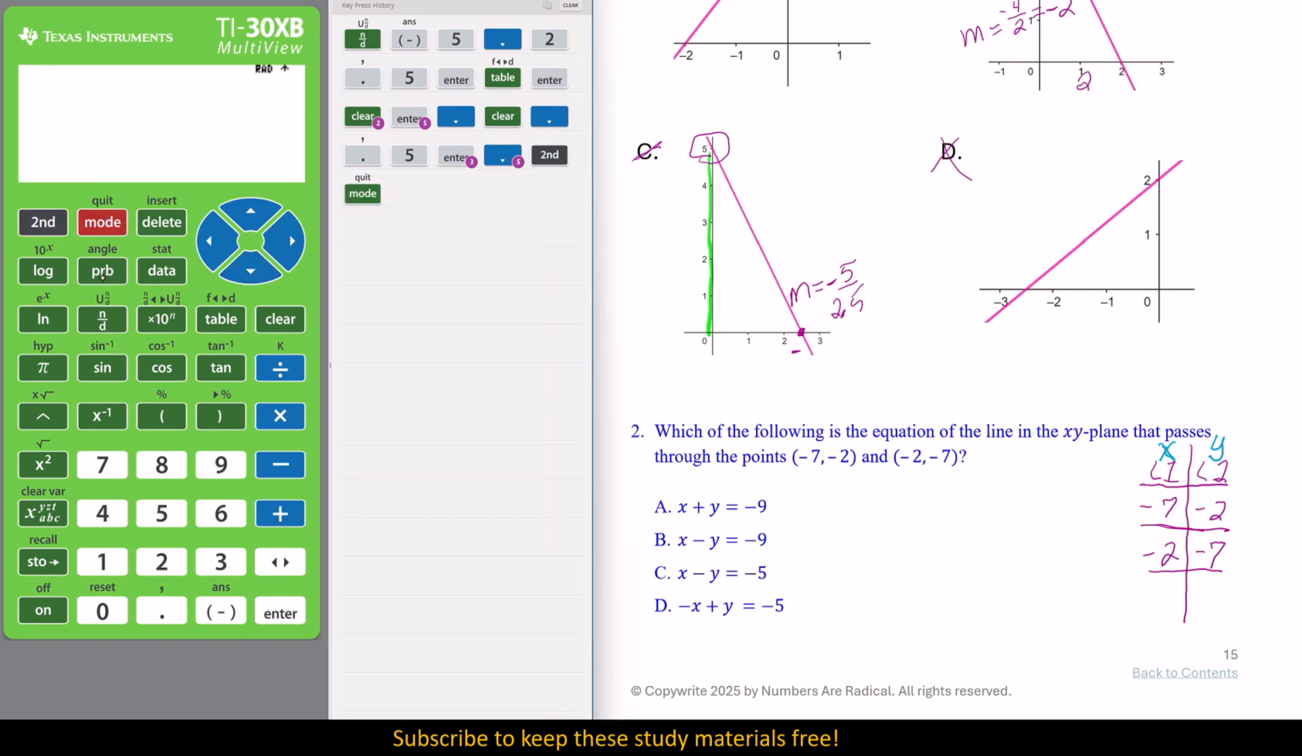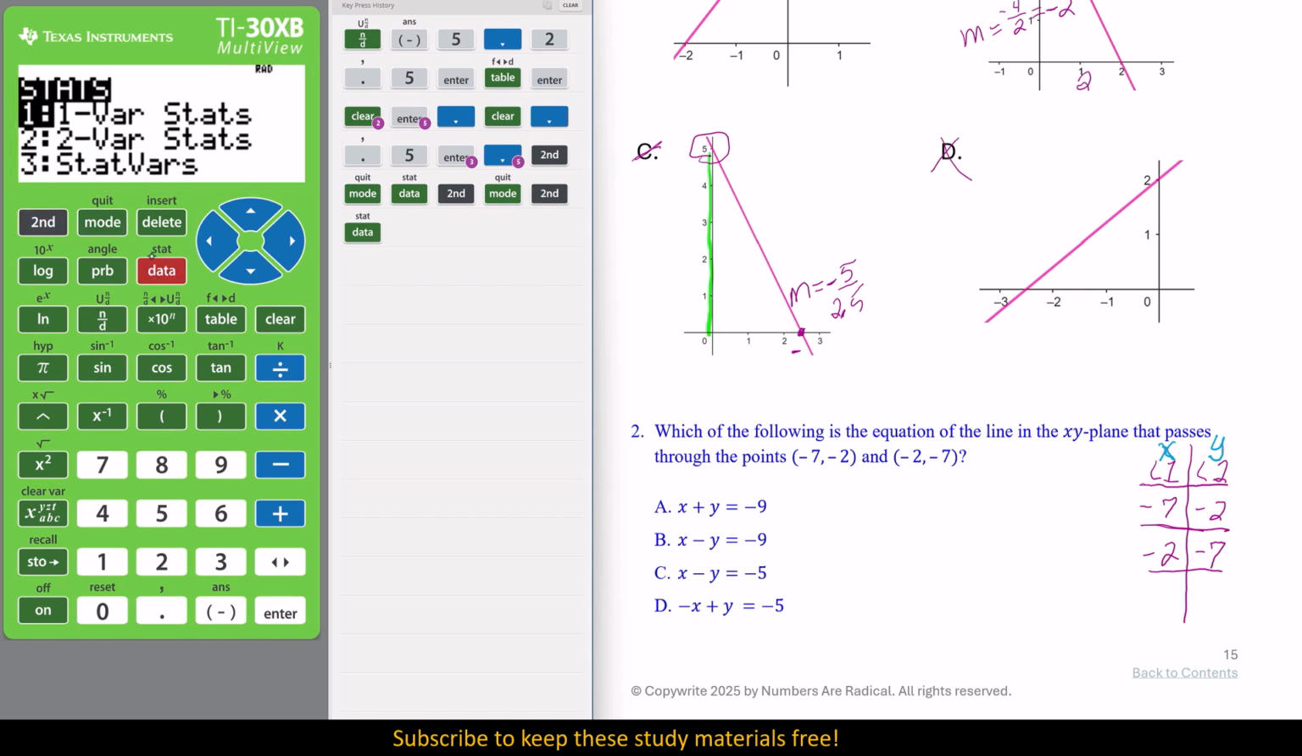Let's go second mode and just simply push data. And I already have it entered. So double check. And if you want to do this for yourself on your calculator, pause the video. All right, looks like we are correct. So now we can go second mode and back out. So what do you need to push? You need the stat above the data. So say second data, that gives you the stat.